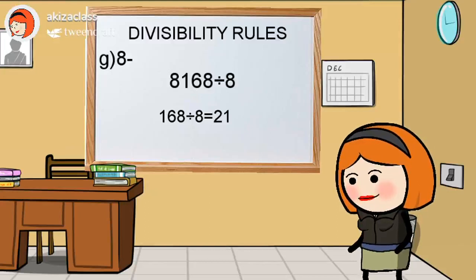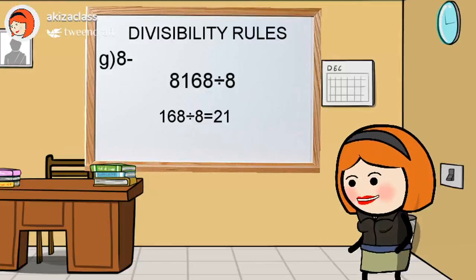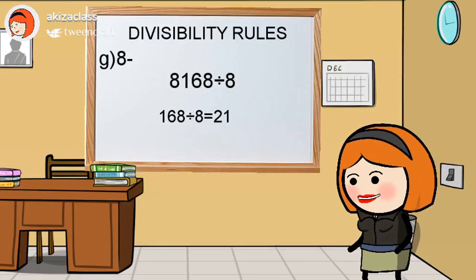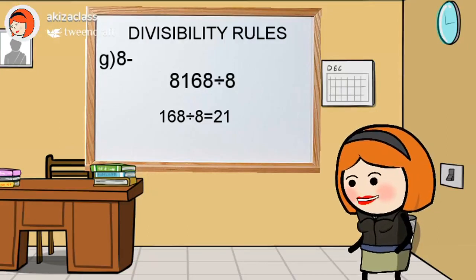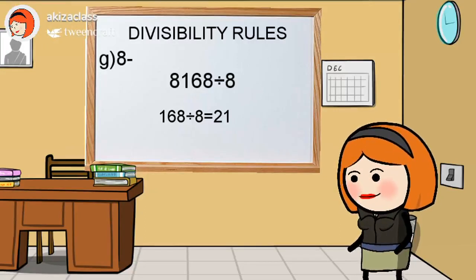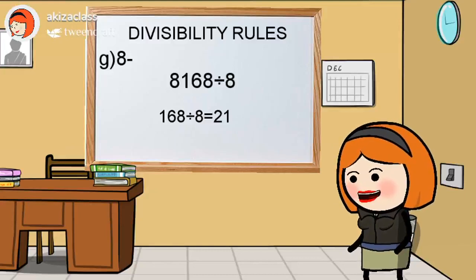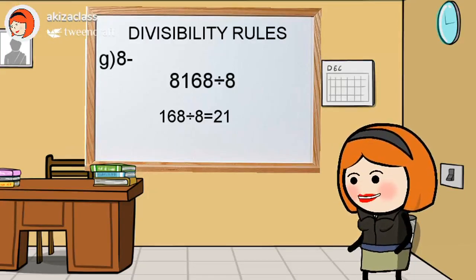Let's take an example. Is 8168 exactly divisible by 8 or not? So, to check that, we will check the last 3 digits of the number, and the digits are 1, 6 and 8. And we know 168 is exactly divisible by 8, due to which we can say that 8168 will also be exactly divisible by 8.